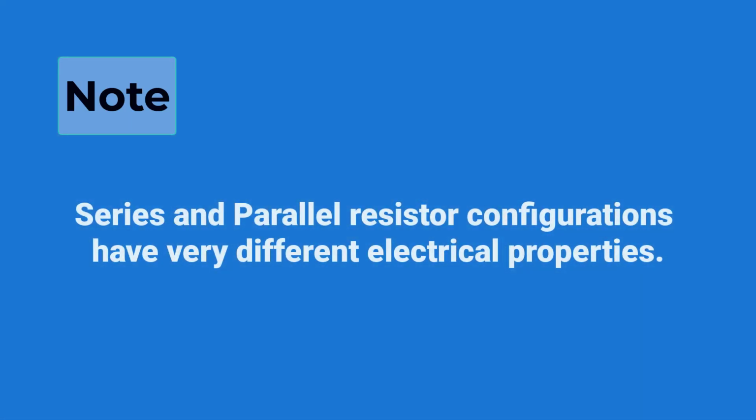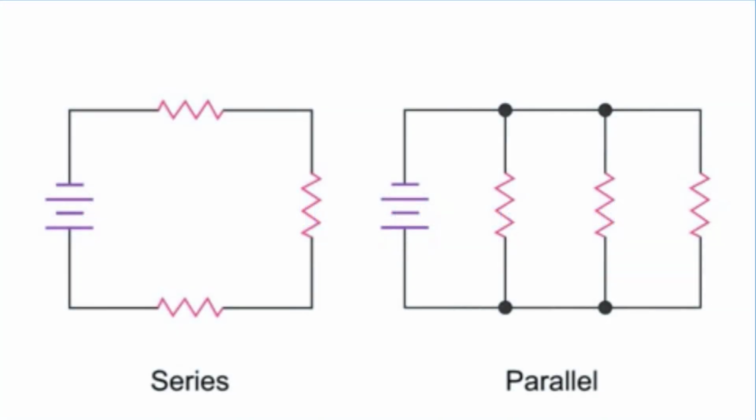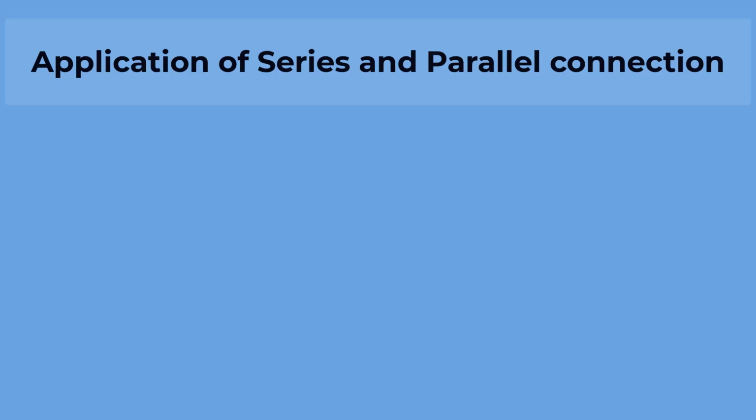You should also know that series and parallel resistor configurations have very different electrical properties. The figure of the connection is represented. Now move to the application of series and parallel connection. The application of series and parallel connection can be outlined as follows.